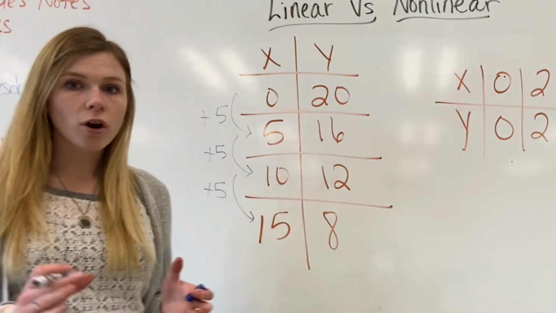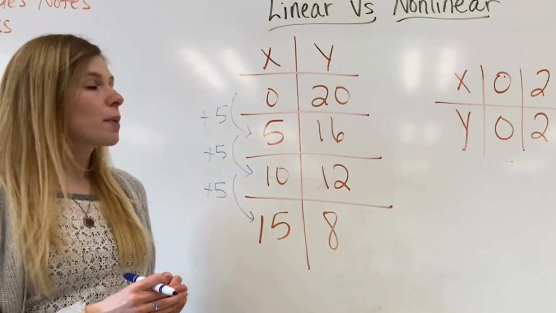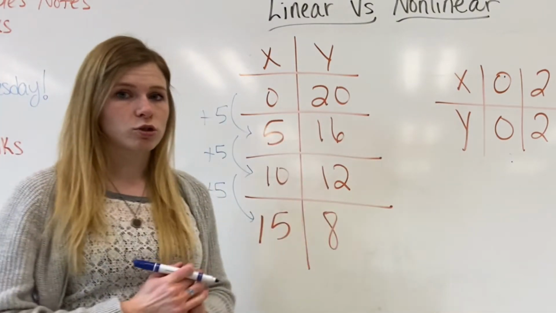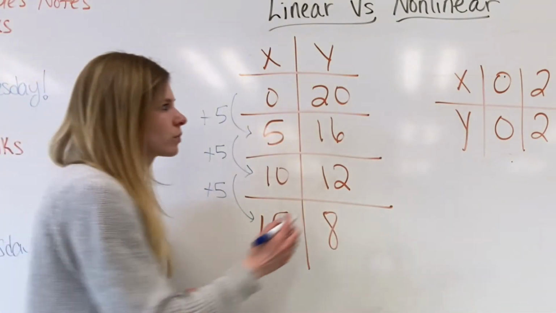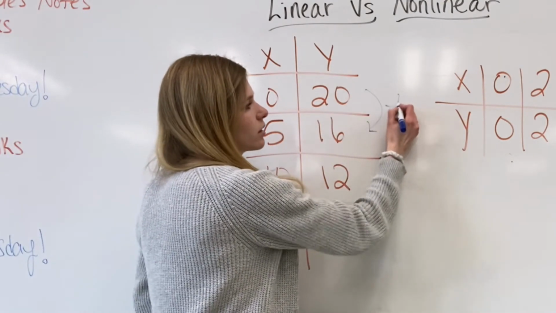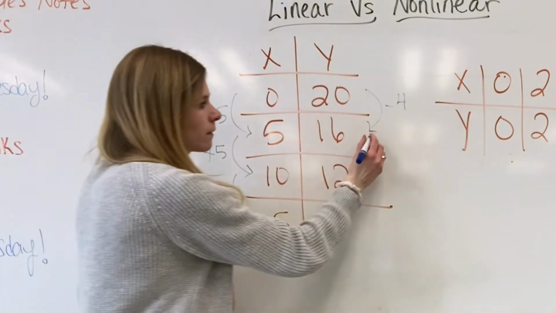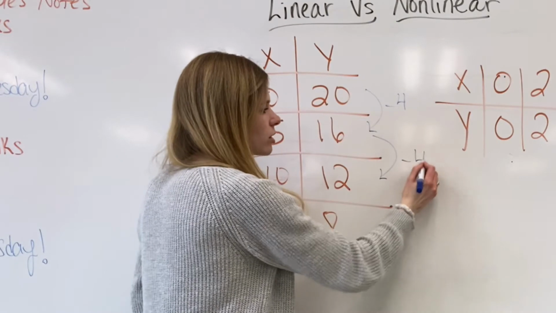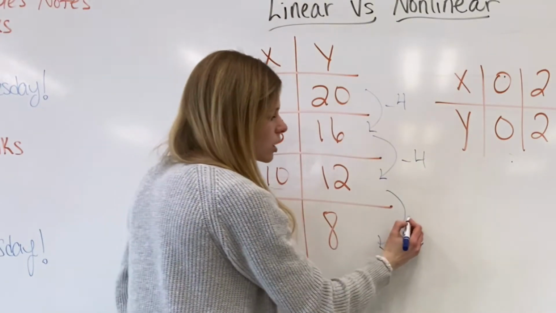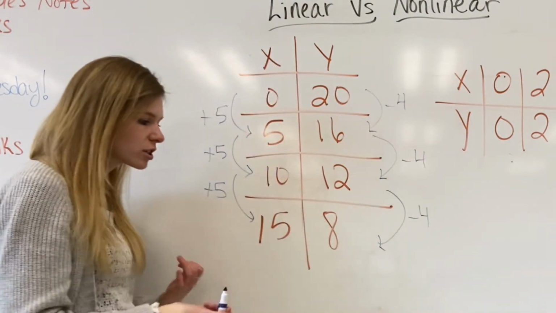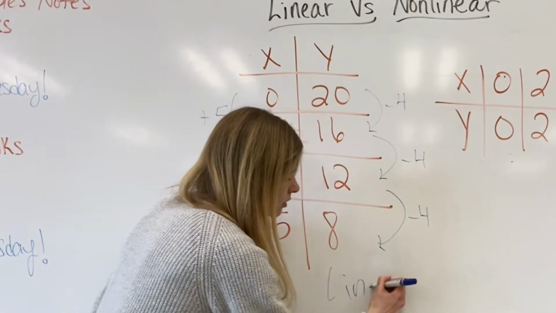Awesome. So far, we have a constant rate of change, but we need to also check the range side of the table. 20 to 16 is a decrease of 4. 16 to 12 is a decrease of 4. 12 to 8 is a decrease of 4. So this first table is linear.